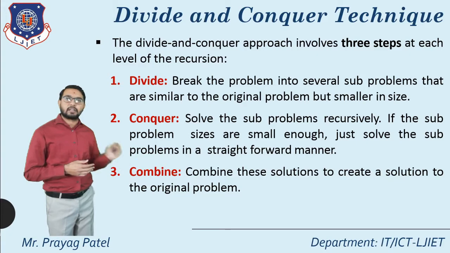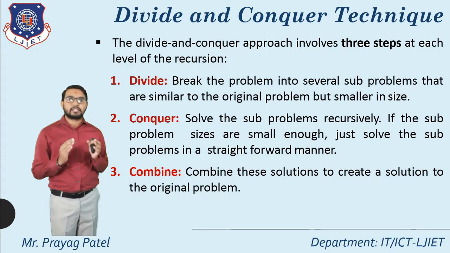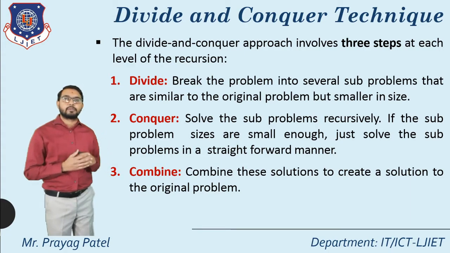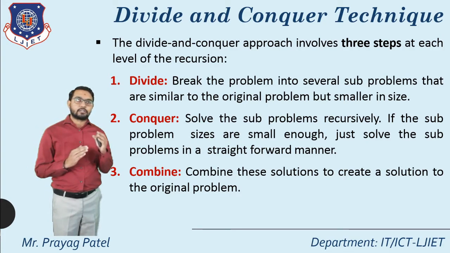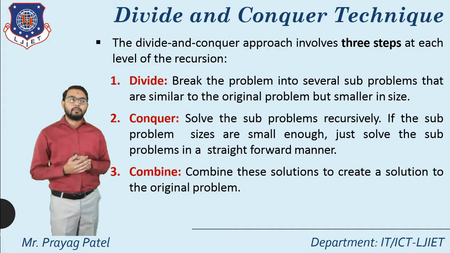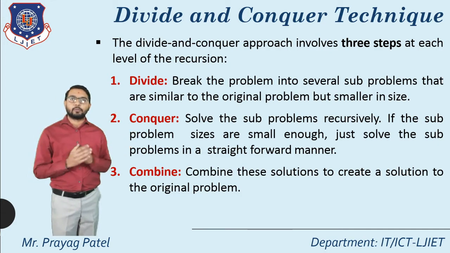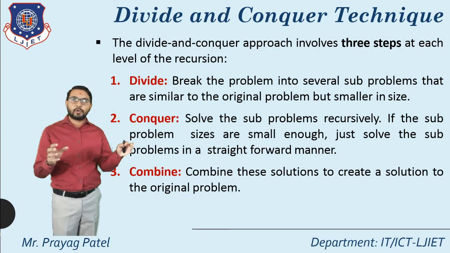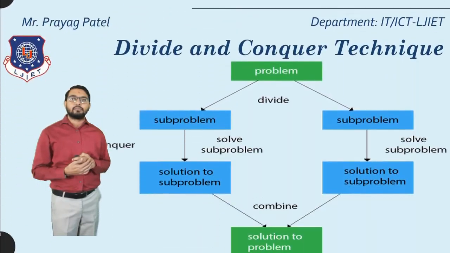Now the third step is combine. Combine means after solving the subproblems concurrently, you combine the solutions of all the subproblems. So your third step is to combine these solutions to create a solution of the original problem. So in the divide and conquer technique, you follow these 3 steps for solving the problem. First divide the problem into subproblems, then solve the subproblems parallelly, means conquer, and third step is combine the results of all the subproblems.